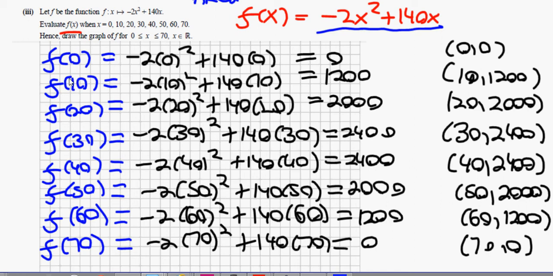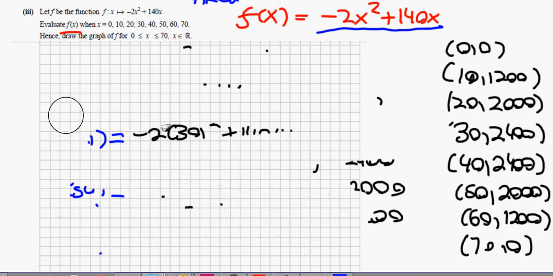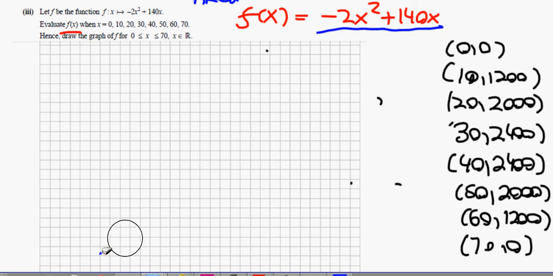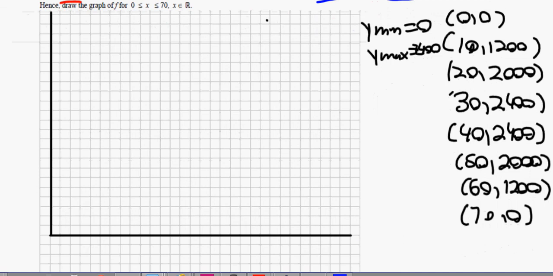Now to draw this, I'm going to need 24 blocks on the y-axis, because y min is 0 and y max is 2,400. So that's y min and y max. We're going to get our graph here, 24 blocks down hopefully, and every 3 blocks is going to be worth 300. So let's see how this works out.